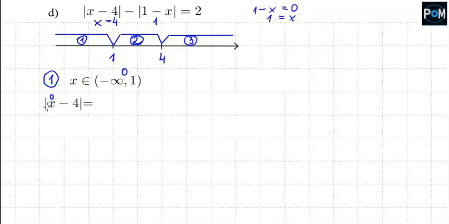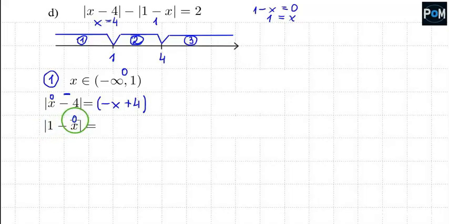Instead of x, we have the absolute value of x minus 4. If we substitute 0 in here, then we will get 0 minus 4. The result we get from that is minus 4. A negative result means that inside the parentheses, we will write this expression, but with all the signs changed, negative x plus 4.